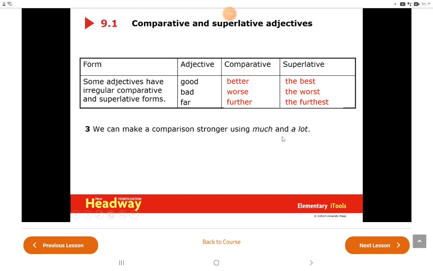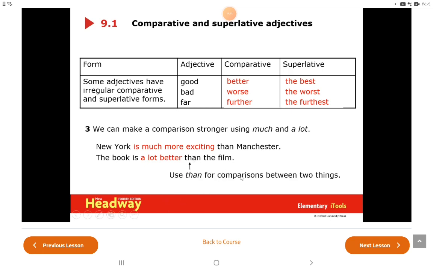We can make a comparison stronger using much and a lot. If you are comparing something and you want to make it stronger, you can add much and a lot. For example, New York is much more exciting than Manchester. The book is a lot better than the film, okay? Then is for comparison between two things, and it's not the one with E, okay? If you're comparing two things, then I use than, which we write with the letter A. Good.